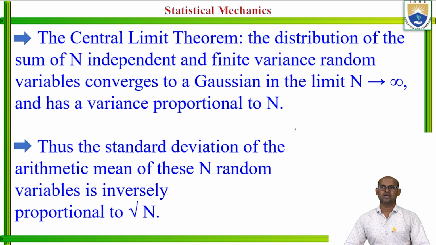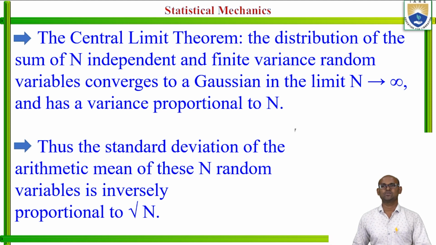So the central limit theorem says if you increase more and more the number of random variables, then the variance will be proportional to n as you take n larger and larger, and as it tends to infinity. And the standard deviation of this arithmetic mean of these n random variables is inversely proportional to the square root of n. As n becomes larger and larger, the standard deviation becomes smaller and smaller.